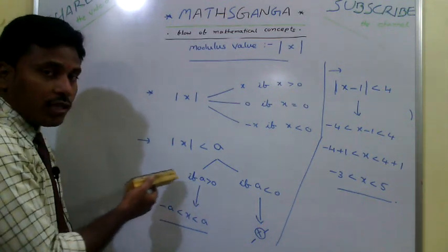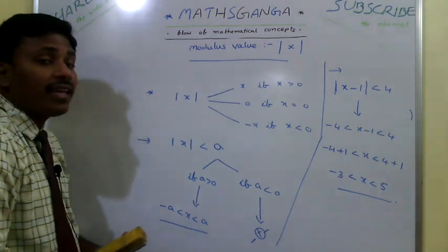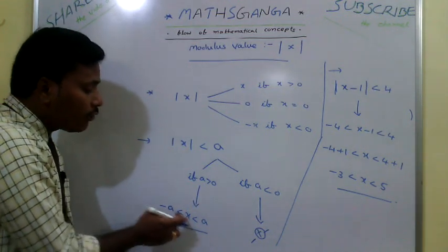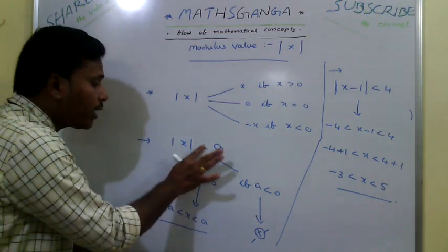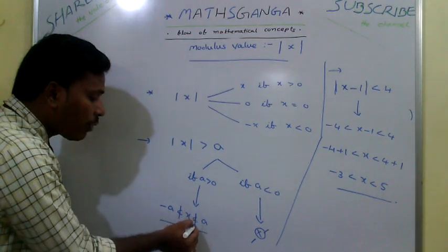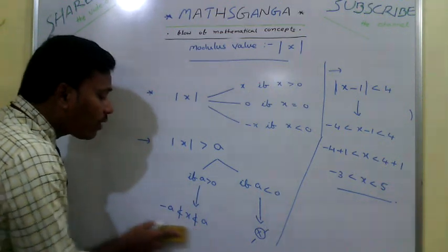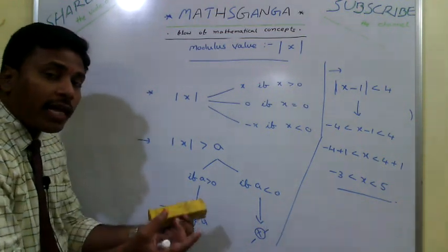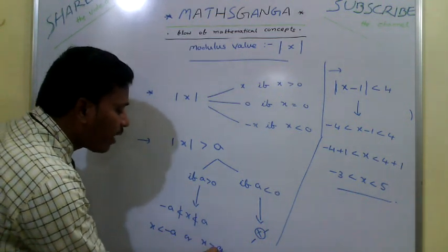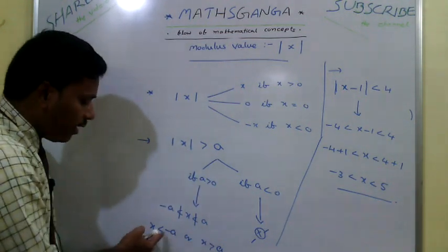In the same way, as we discussed mod x less than a, the solutions are x in between minus a and a. If mod x is greater than a, then the solutions are not in between minus a and a. Then where are the values of x? The values of x are either side of minus a and a. That means x less than minus a or x greater than a.